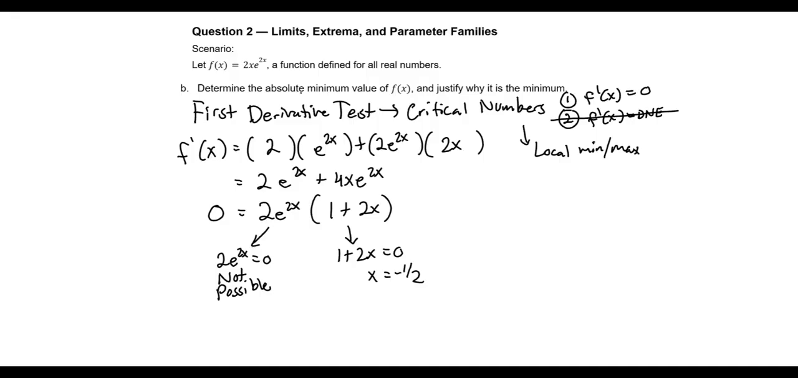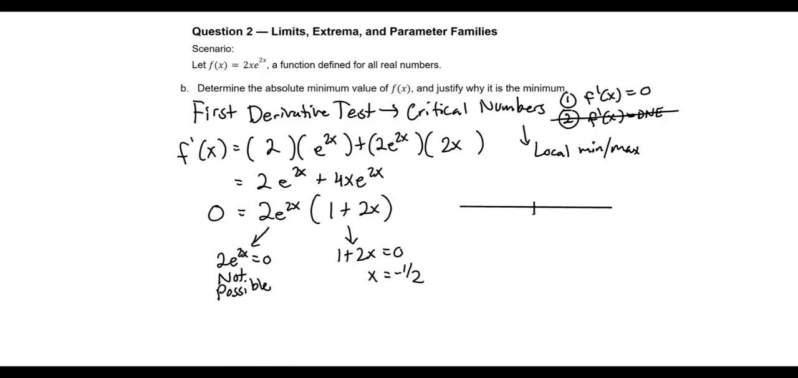In this problem, they specifically ask us for the absolute minimum. So we're going to have to justify why that is the case in just a second here. But first, we need to even make sure it is a minimum. Perhaps it is a maximum. Now, I doubt that just because of the way the question is worded, but you never know for sure.